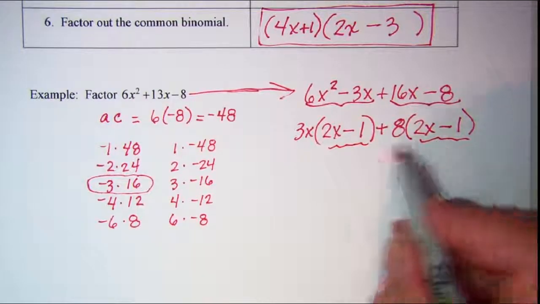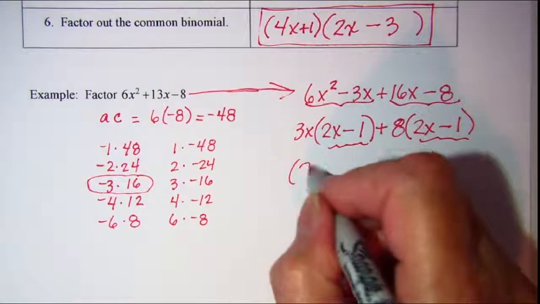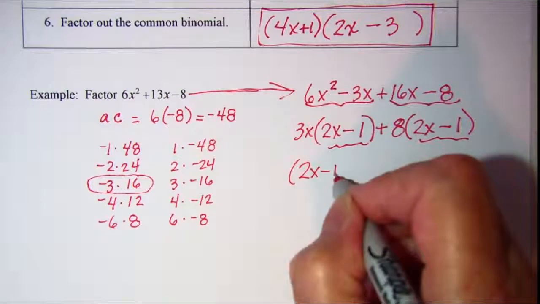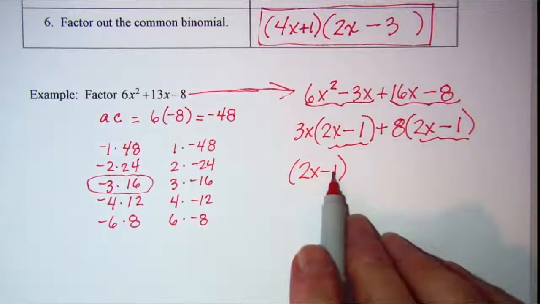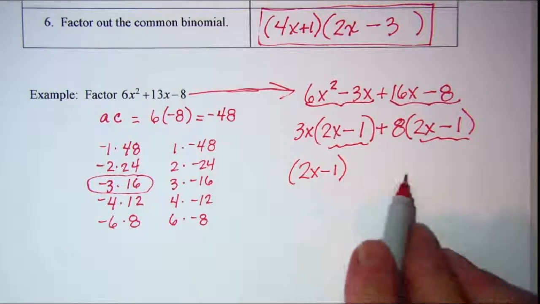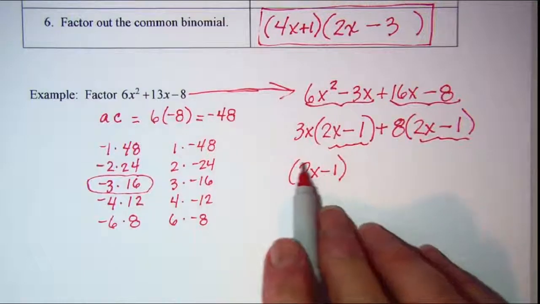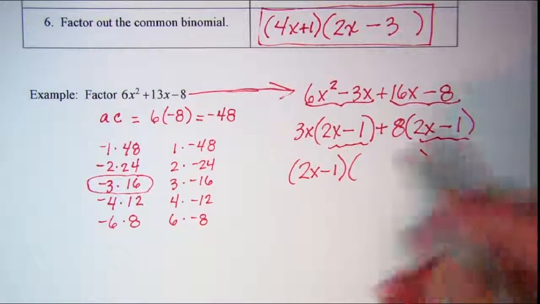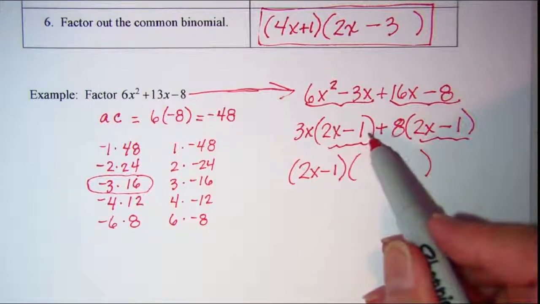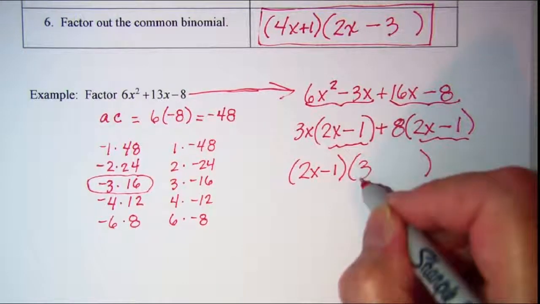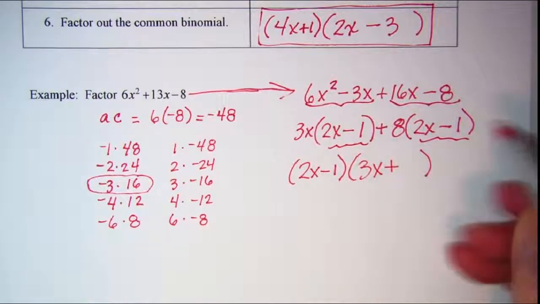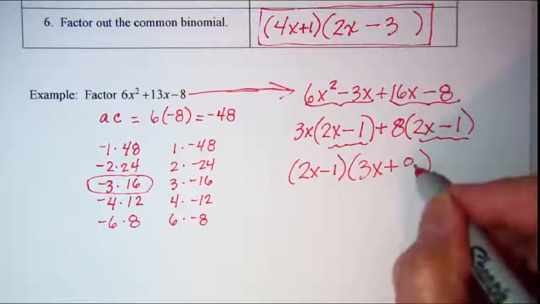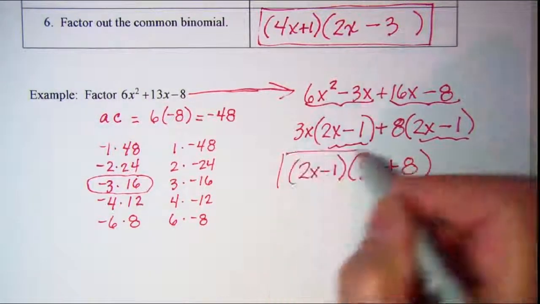I'll factor that binomial out. Remember to put parentheses around it, because if you don't, you're just taking the 1 through. You must have parentheses around it. And then we'll write what's left. In this first term, I have a 3x, and then in the last term, I have an 8. And this is my factored form.